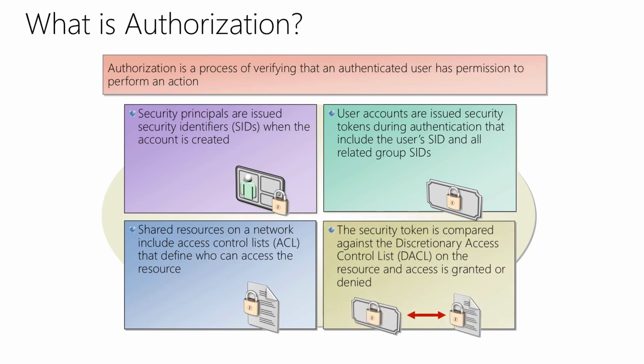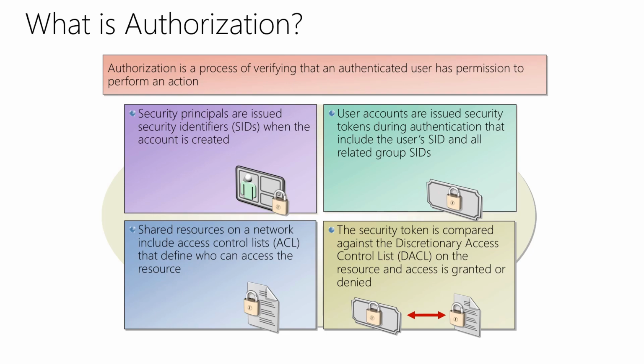The security token is compared against the discretionary access control list, DACL. An access control list is a list of access control entries. Each access control entry in an access control list identifies a security principal and the access rights allowed, denied, or audited for that principal. The security descriptor for a securable object can contain two types of access control list. One is the discretionary access control list, DACL, and the other is SACL.